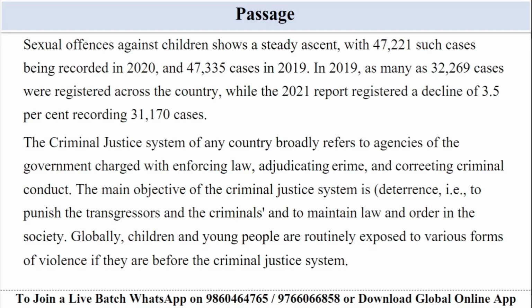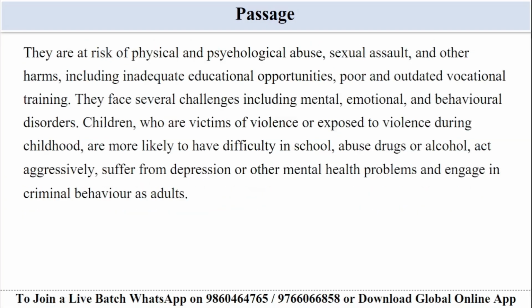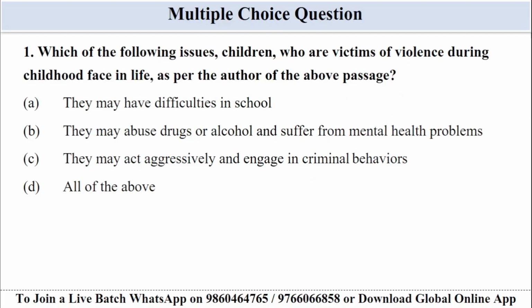Globally, children and young people are routinely exposed to various forms of violence if they are before the criminal justice system. They are at risk of physical and psychological abuse, sexual assault, and other harms, including inadequate educational opportunities, poor and outdated vocational training. They face several challenges, including mental, emotional, and behavioral disorders. Children who are victims of violence or exposed to violence during childhood are more likely to have difficulty in school, abuse drugs or alcohol, act aggressively, suffer from depression or other mental health problems, and engage in criminal behavior as adults. So let's look at question 1.